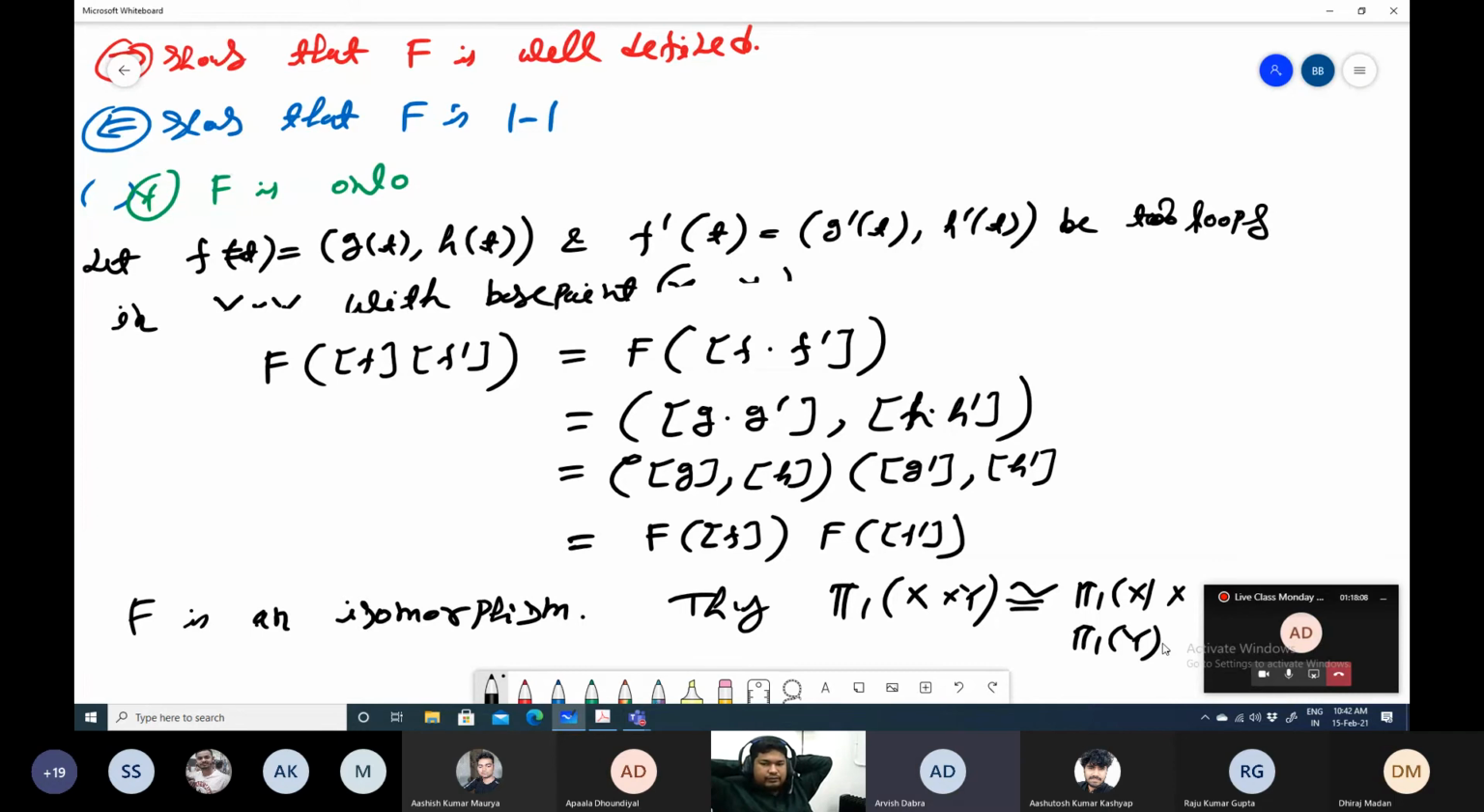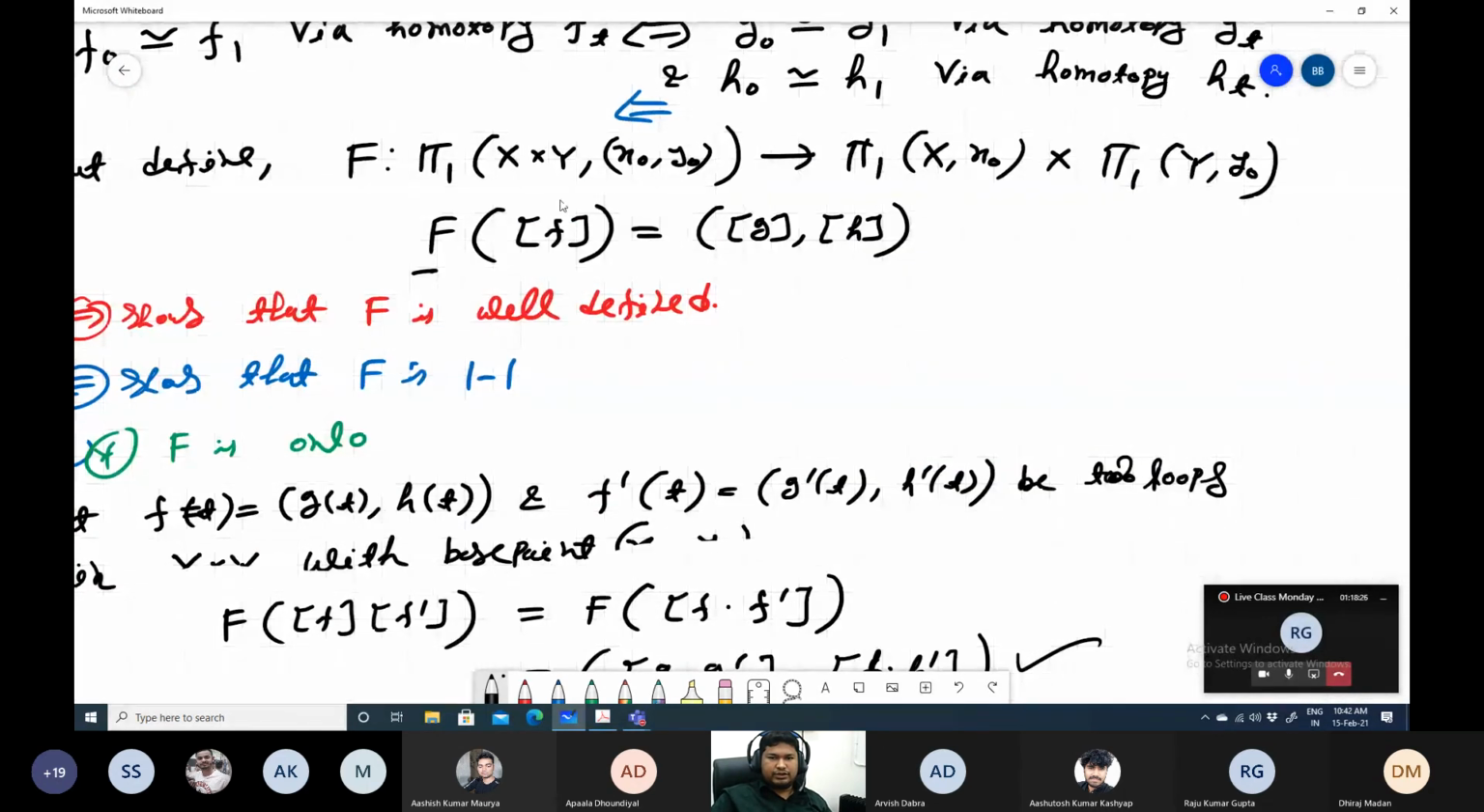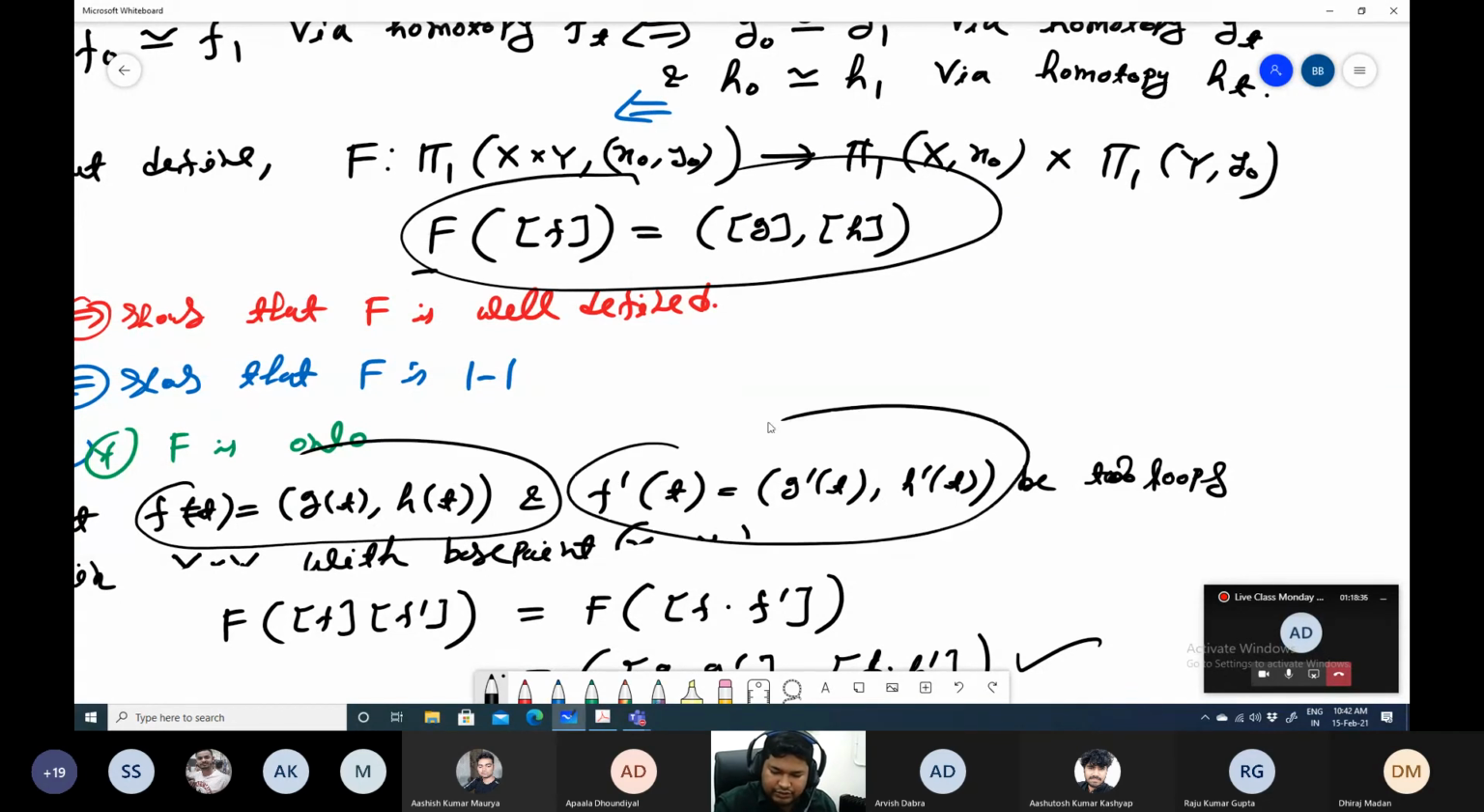Sir, how did we write the second step? Like f of the class of f dash, that f dash is the next step. This one? Yes, sir. That is just a definition. Okay, so if you have ft equal to this one, f dash t equal to this one, now what is actually your f dot f dash t? That will be component-wise product only.